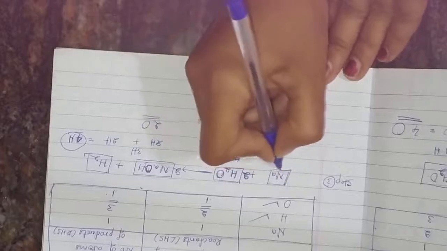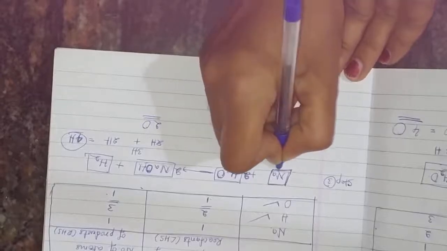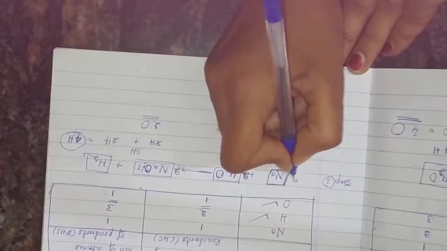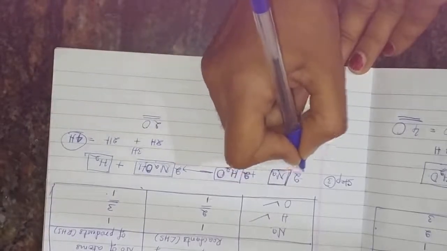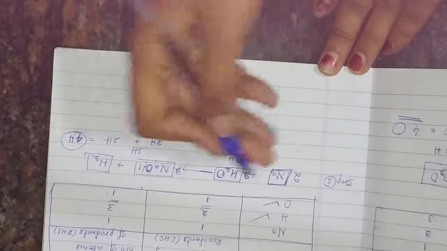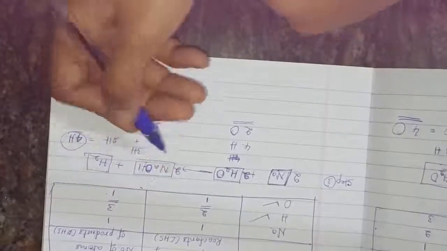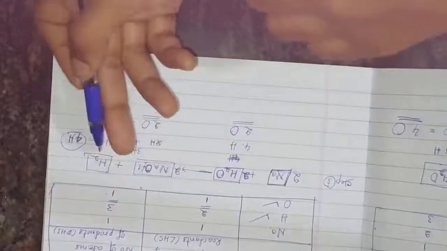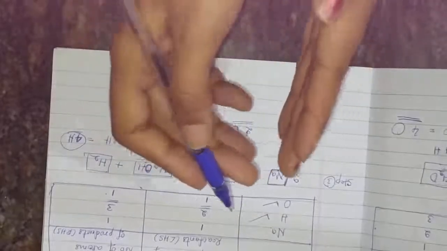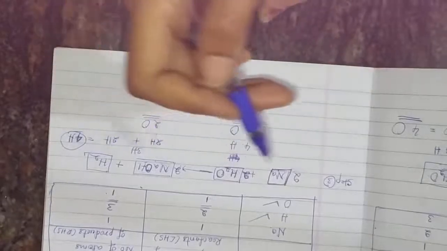Now we have to balance this sodium atom. In sodium, on the reactant side 1 sodium is present, but on the product side 2 sodium atoms are present. So here this sodium atom is multiplied by 2. Okay, now count the number of atoms on the reactant side and the number of atoms on the product side. The number of atoms of different elements is completely equal on both the reactant side and the product side.